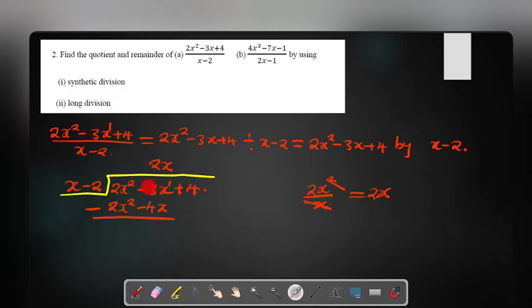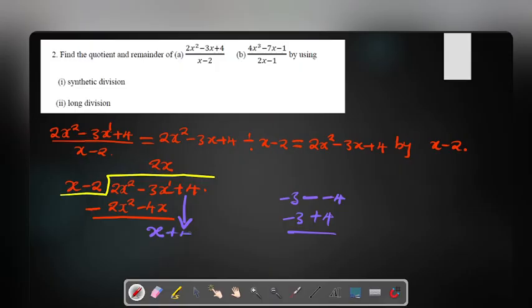Again, we move to here: negative 3x minus negative 4x. So negative 3 minus negative 4. Negative times negative is positive 4, so we have positive 1. So it will be just 1x, which is just x. Once you do that, you drop this 4. So we say plus 4.